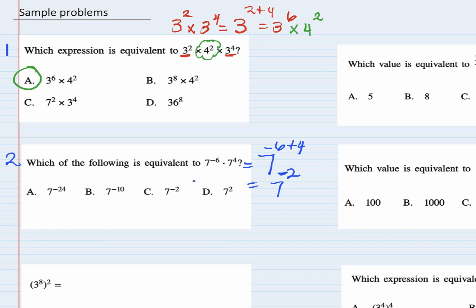Now here's the thing. Sometimes these exams do not follow the rules. So I get a negative 2. I'm going to look into my answer choices. I see a negative 2. My answer is C. I did not have to change it to the positive form. And sometimes that happens. Always when you get a negative exponent, look at the answer choices to see if it's there. If it's there, choose it. If it's not, that's when you would have to change it to the reciprocal, which would be 1 over 7 to the second power.